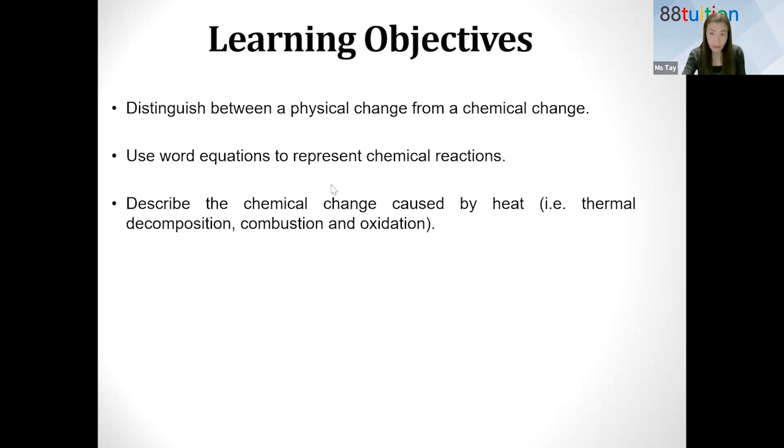What is word equation? It is something like 3 + 2 = 5, that kind of thing. But we write it in signs, okay? Instead of the equal sign, we use arrow. We go through it later. Describe chemical change caused by heat. So you can see things like thermal decomposition. Thermal actually represents heat. I think this one you know.